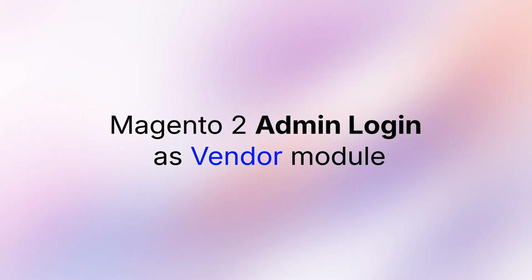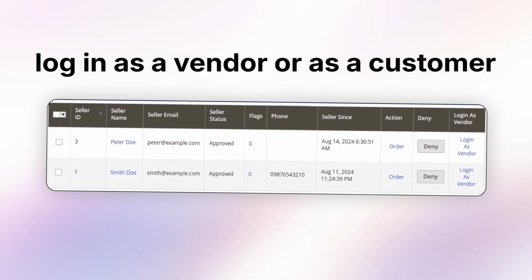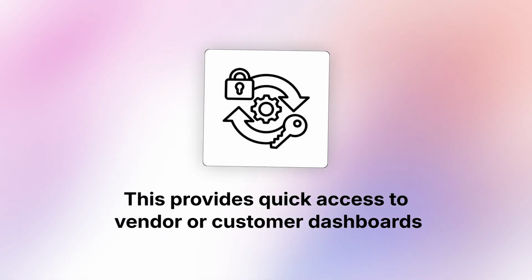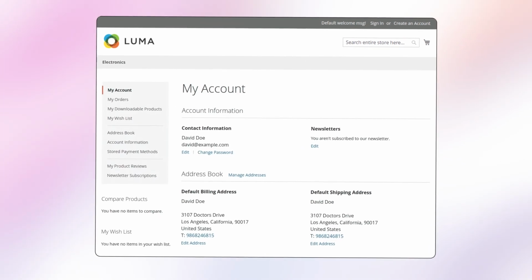Hello everyone. In this video, we are going to explore the Magento 2 admin login as a vendor module. It allows the admin to log in as a vendor or as a customer. This provides quick access to vendor or customer dashboards, enabling admin to make necessary adjustments efficiently.